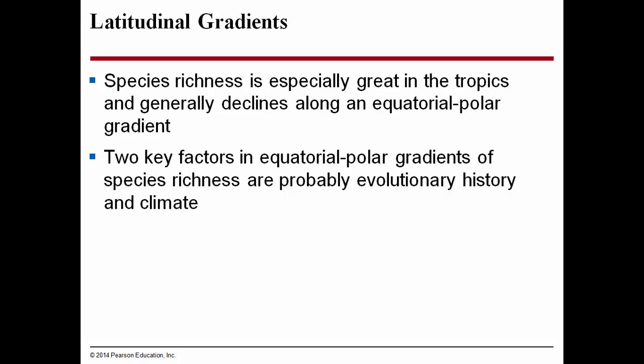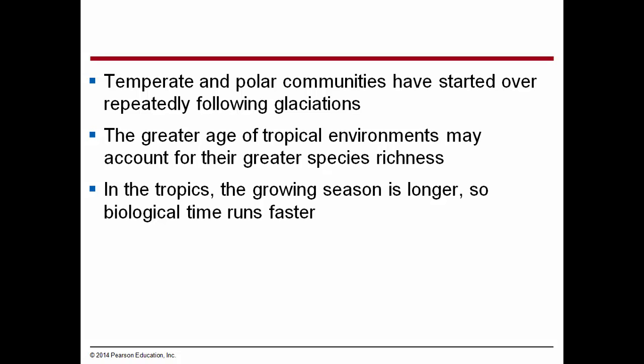Two key factors in equatorial-polar gradients of species richness are probably evolutionary history and climate. By climate, we mean sunlight. So you get a lot of sunlight, you get a lot of energy for plants. You have different plant diversity that can occur, considering the effect of moisture. And then you get high diversity.